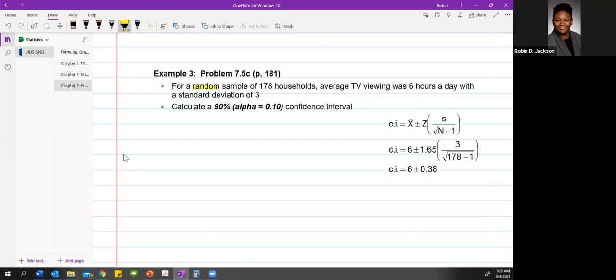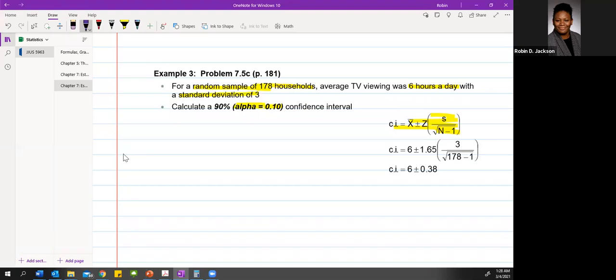But let's just highlight the different bits of information. We know that we have a random sample of 178 households. The average TV viewing is 6 hours a day. And we know that the standard deviation for the sample is 3. And we have an alpha of 0.10. Now, since we know the standard deviation of 3, we know that we're going to use a slightly different formula, all right? Now, let me go ahead and go through my steps. I think at this point, some of you are getting used to all of the different steps that I like to take. But again, follow along.